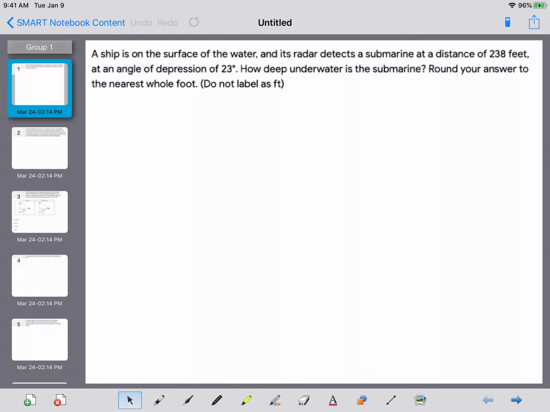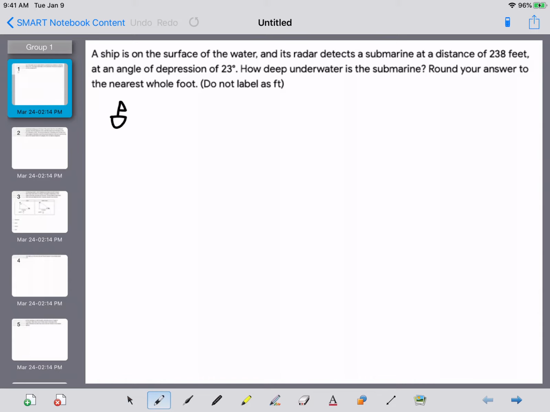All right, so I'm going to work through those Trig review word problems. If there's any that you struggled with, just scroll to that one or fast forward to that one and watch what you need. So the first problem says a ship is on the surface of the water.